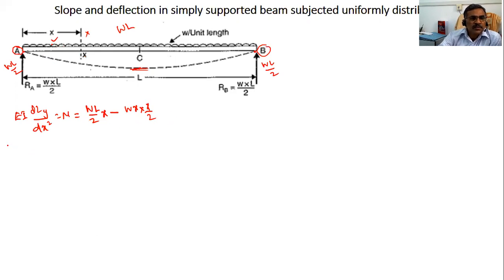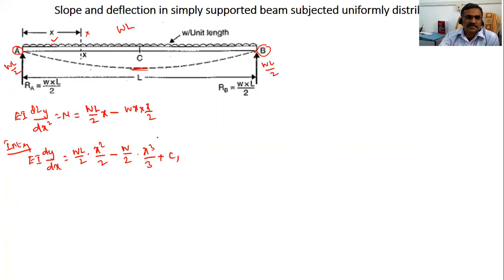Now you integrate once. Then the equation is EI into dy by dx is equal to wL by 2 into x square by 2, minus w by 2 into x cube by 3, plus C1, a constant.